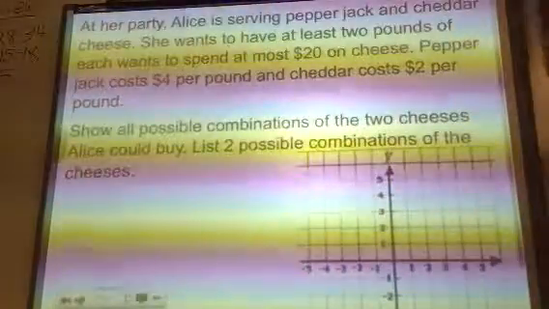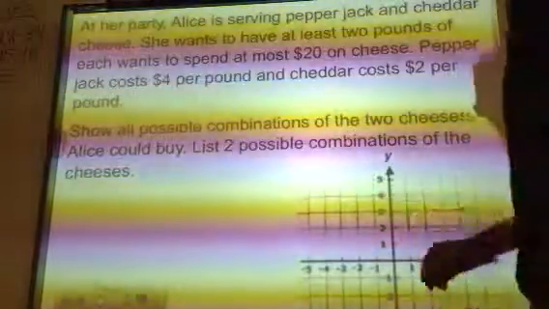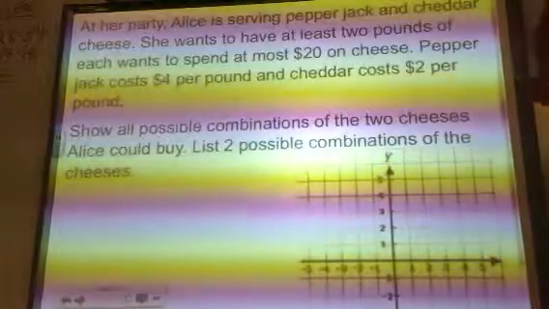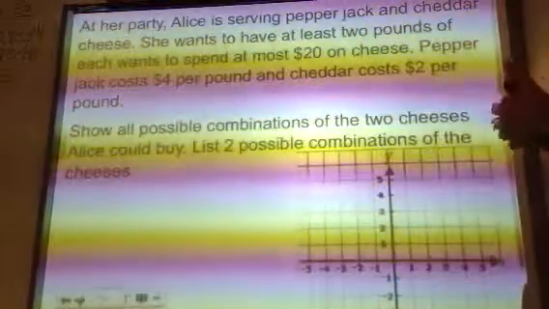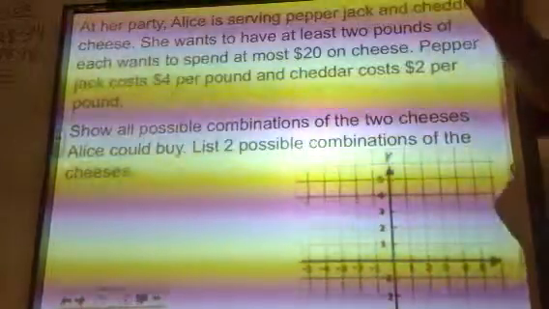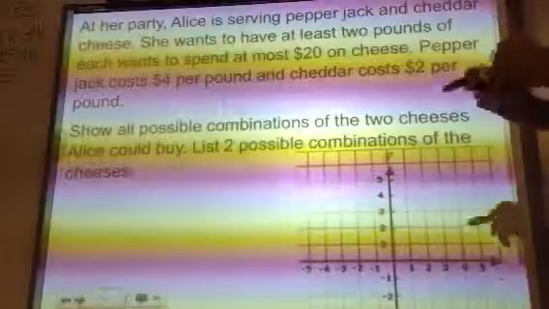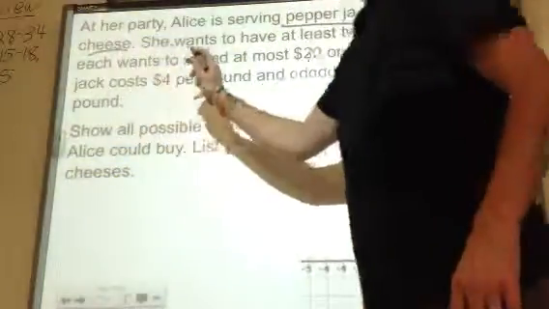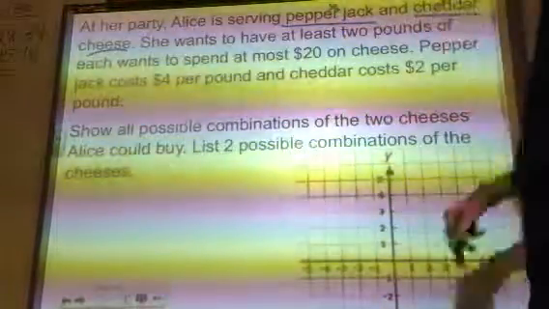Alright, so the way this looks in an application type setting. Let's go ahead and read through this. When you've read through this, identify some keywords, identify things we're looking for. Okay? Now, there are two things that Alice is bringing to a party. She's bringing some pepper jack cheese, she's bringing some cheddar cheese. So let's use X to stand for pepper jack and Y to stand for cheddar.